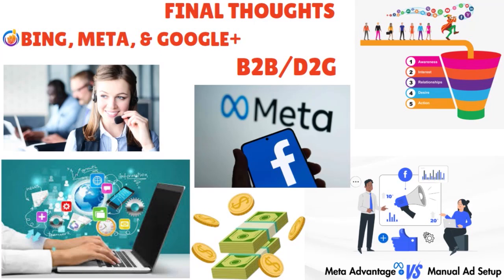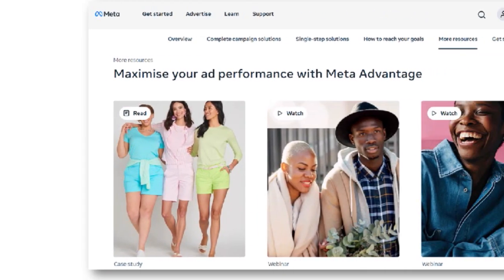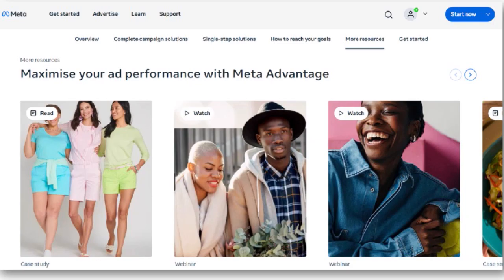But on the flip side, if you are selling online to consumers, you have a B2C business model, and you know that your business process is pretty straightforward, your customer journey, your customer itinerary is pretty straightforward, then Meta Advantage Plus can really help you big time, because it has the data, the deep learning capabilities, and the algorithm that's set up to calculate the best psychographics to feed ads to.